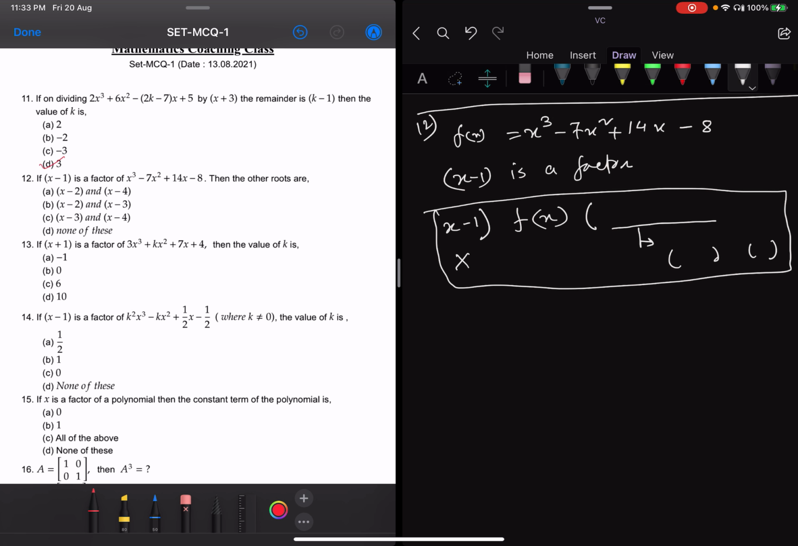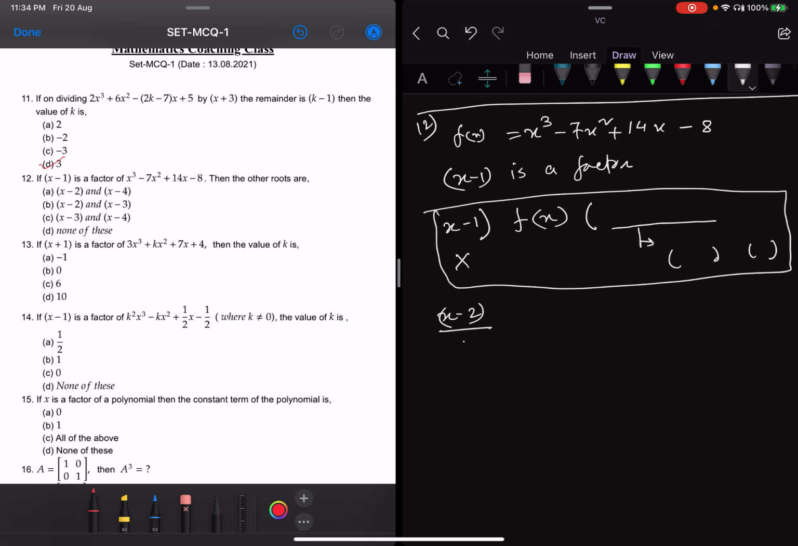Then what we will do is check for x minus 2, because you can see the options have x minus 2, x minus 4, again x minus 2, x minus 3, x minus 3, x minus 4. If we individually check these factors, and one of the factors satisfies, then that is the factor. Say x minus 3 becomes a factor and x minus 2 becomes a factor, then option B will be correct. So let us check whether x minus 2 is a factor of f(x) or not.